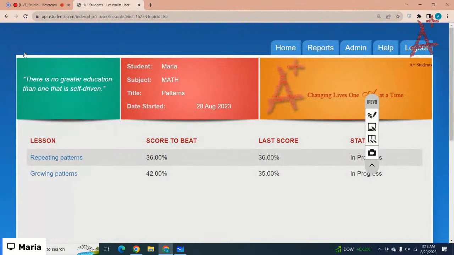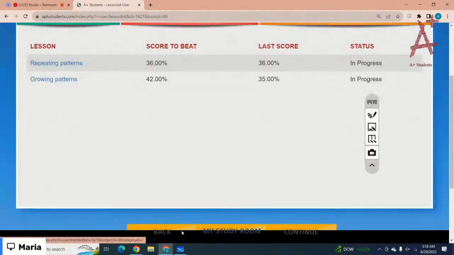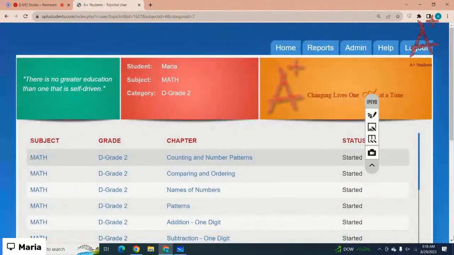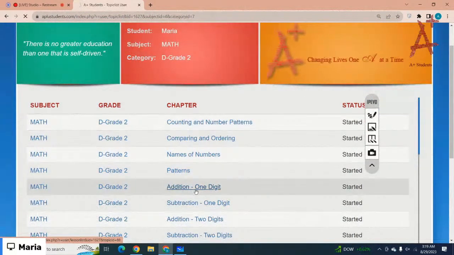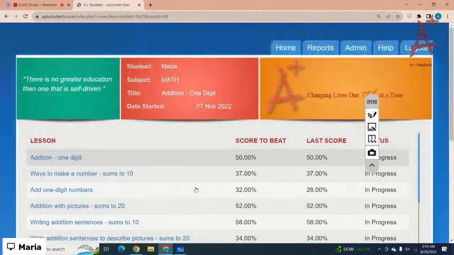So we're working on the chapter patterns. The lessons we have covered from each chapter are repeating patterns and growing patterns. So let's just start with the next lesson. And the next lesson is addition one digit. Let's just start with the first lesson, that is addition one digit.